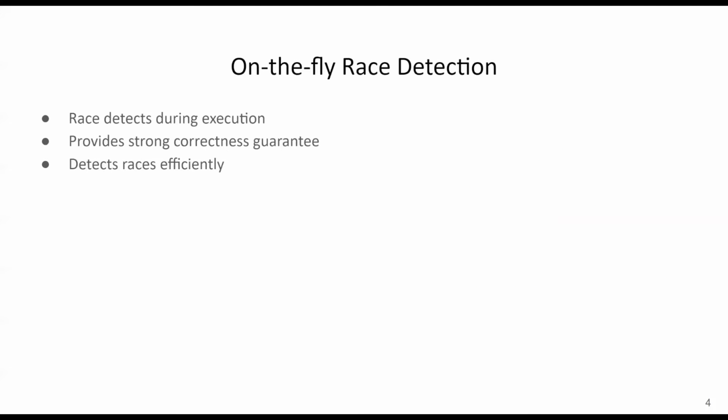So to ease the job of debugging determinacy races, people proposed on-the-fly race detectors. Here, on-the-fly means the race detector runs during the execution of the task parallel program and checks if the program has a race. It can provide a strong correctness guarantee. For a given input, the tool reports a race if and only if the program has a race. And ideally, we would like a race detector that detects the race efficiently.